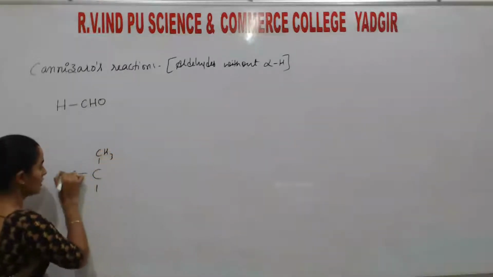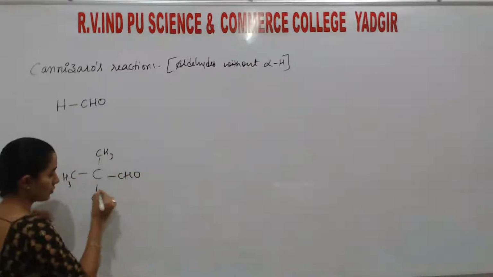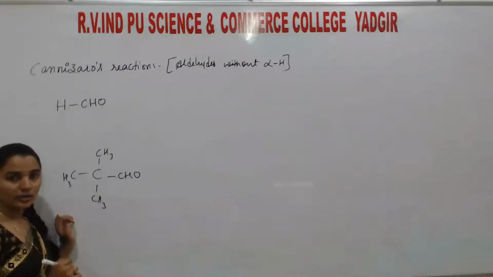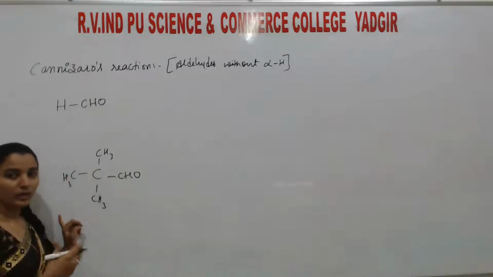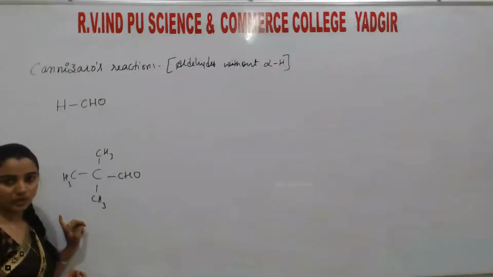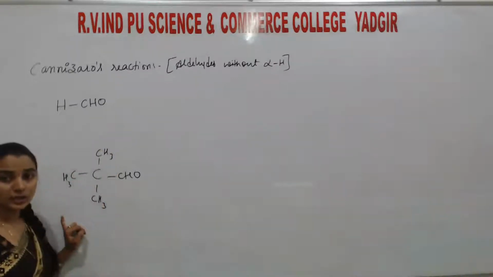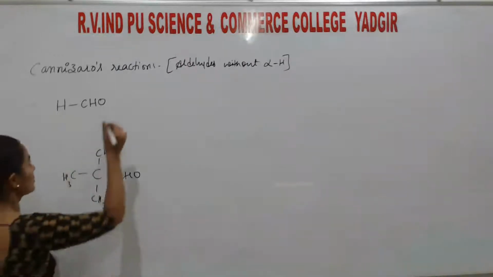Okay, so you may take this also, of course. This is (CH3)3C-CHO. So this is the alpha carbon atom, and here there is no hydrogen atom, so this can also be taken. But because of the presence of these three CH3 groups, it occurs in a different manner. So this is the simple aldehyde which doesn't contain alpha hydrogen.